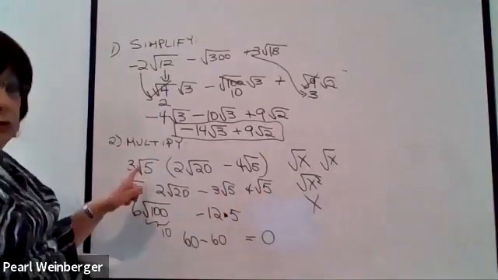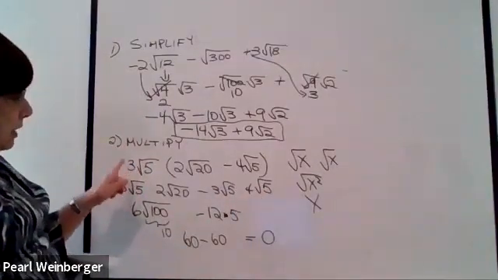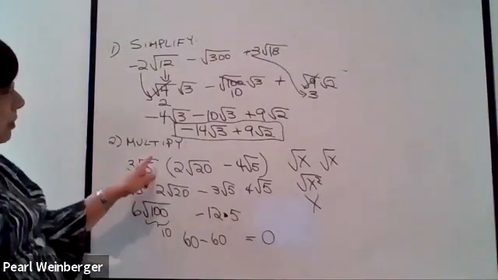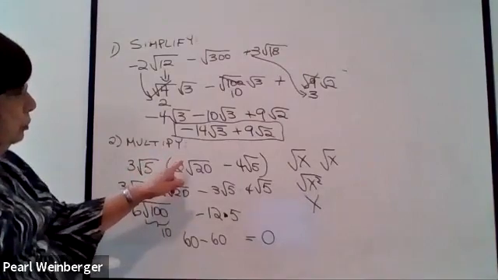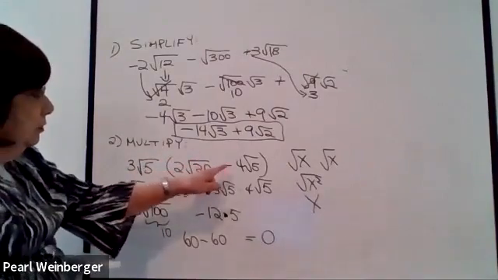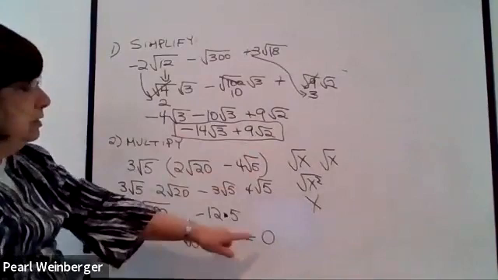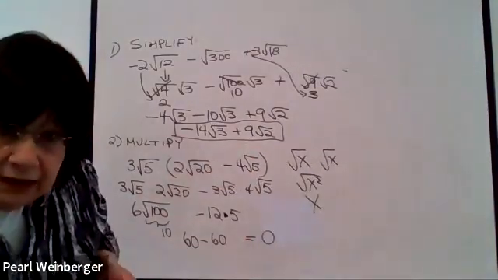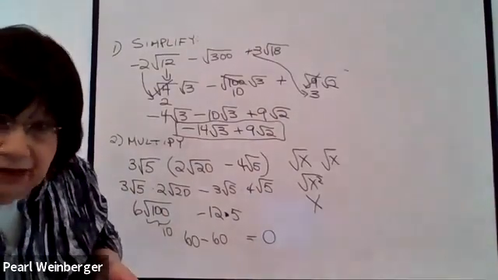Now, if you wanted to, you could have put it into your calculator, as long as you put it in exactly the way it says here. 3 radical 5, parentheses 2 radical 20, minus 4 radical 5, close parentheses. If you put it in your calculator, you would get the exact answer 0.